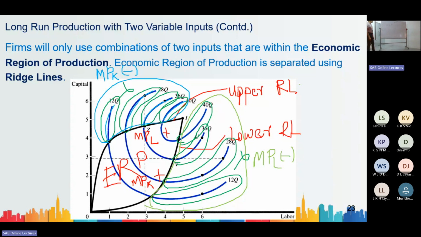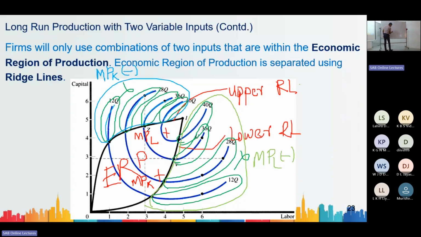We draw the upper ridge line by combining the points where marginal product of capital is 0, or we can say we draw the upper ridge line by combining the points where marginal rate of technical substitution is infinite. Both mean the same thing, right? Okay. Now let's look at how to draw the lower ridge line.